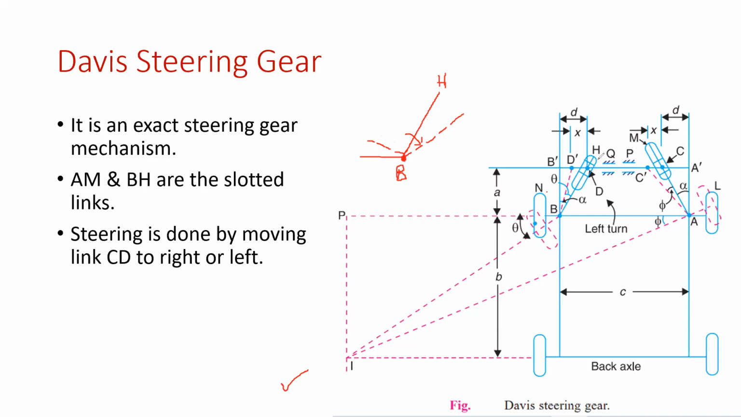The similar link is provided on the other side. Here, link AM is the other link, which is slotted. Now this particular link BH is slotted, meaning that on this link one slider is provided like this, and this point is denoted as point D.